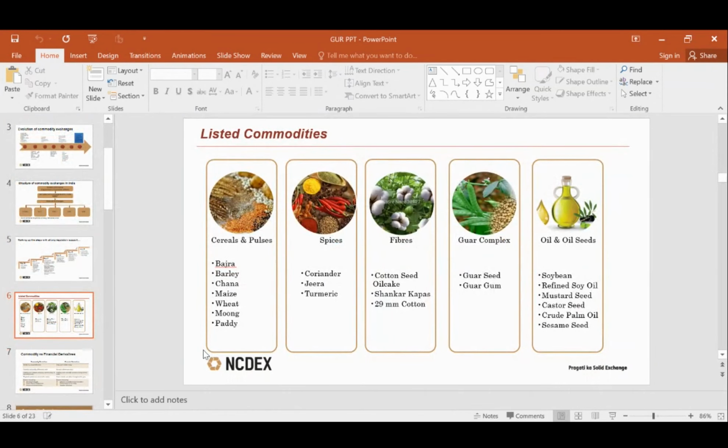Now here is the list of commodities which are available for trading on the exchange platform. In cereals and pulses, there are bajra, barley, chana, coriander, jeera, and turmeric. In fibers, we have cottonseed oil cake, kapas, and cotton. In the guar complex, we have guar seed and guar gum. And in the oil and oilseed complex, we have soya bean, refined soya oil, mustard seed, castor seed, crude palm oil, and sesame seed, which was launched very recently.